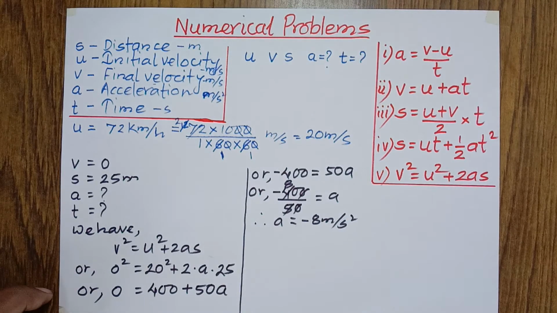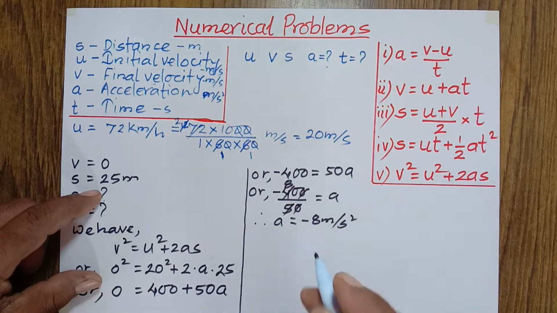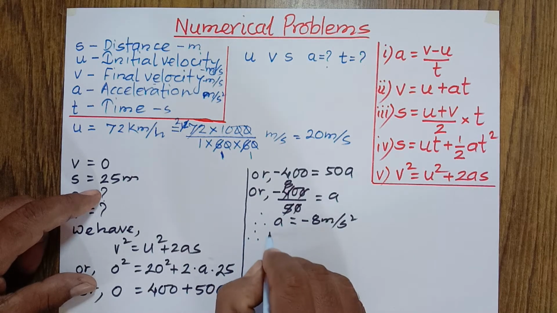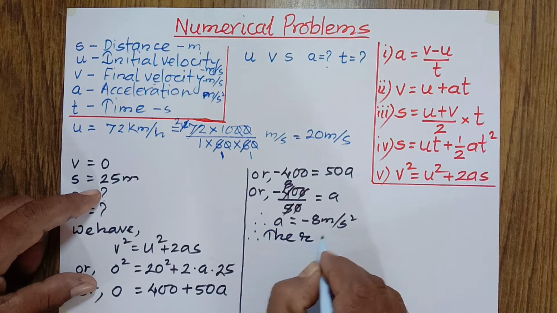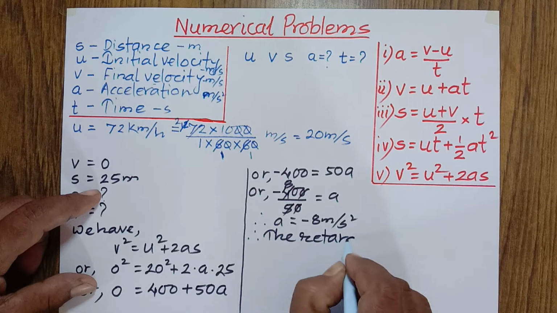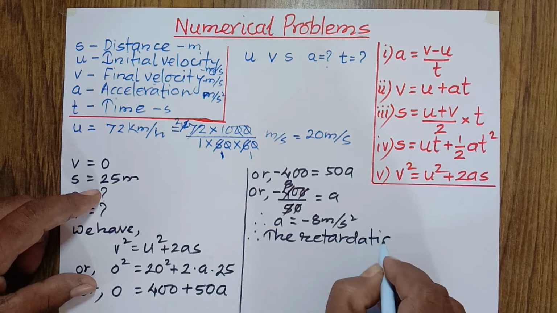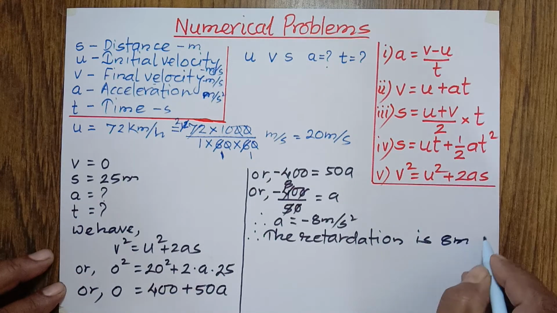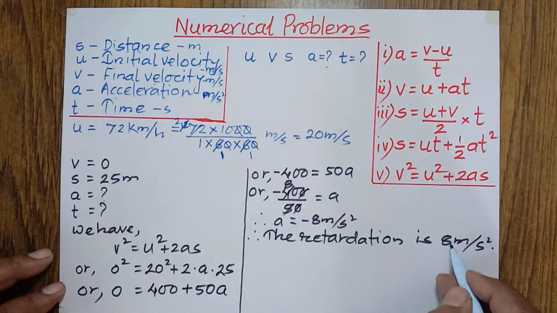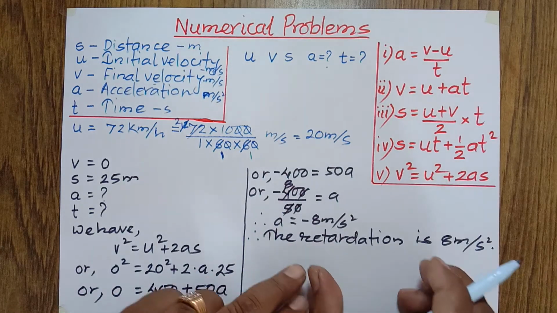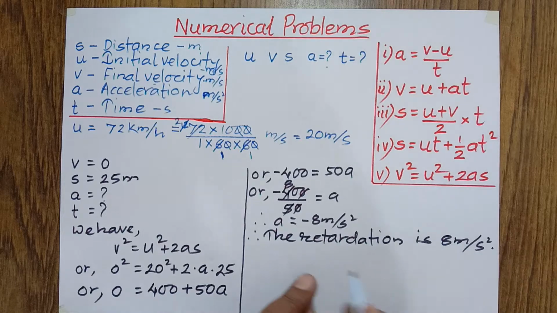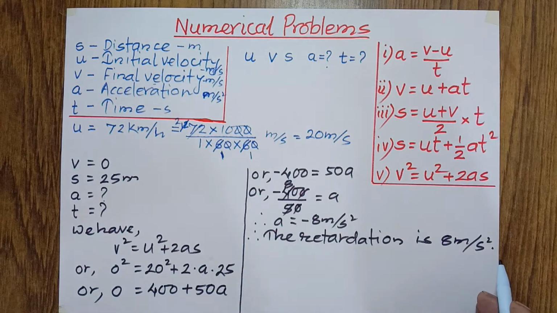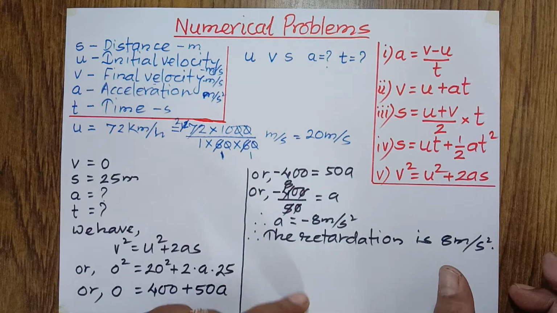I am writing unit now. At this time you can write one sentence for this. Therefore the retardation is 8 meter per second square. Why am I not writing minus? Retardation itself is negative. That's why I am not writing minus. If we are writing acceleration, then we'll write acceleration is minus 8 meter per second square. But retardation is 8 meter per second square.